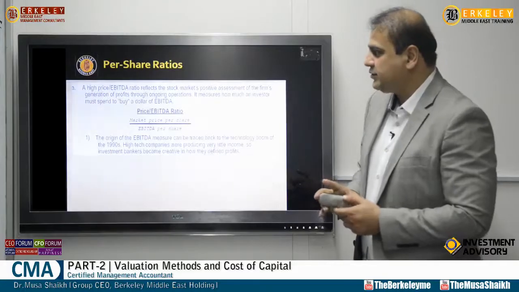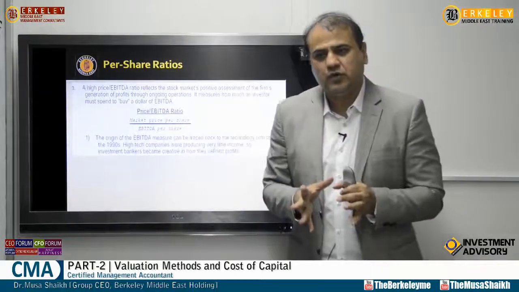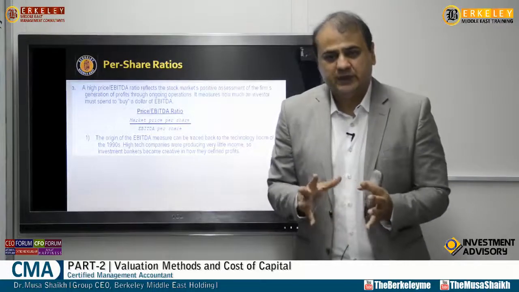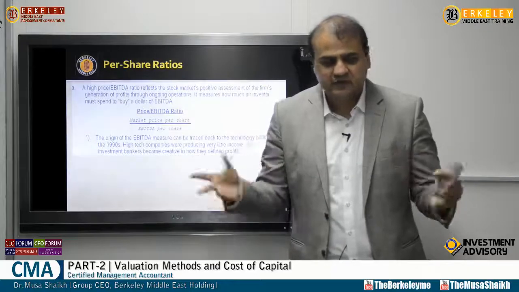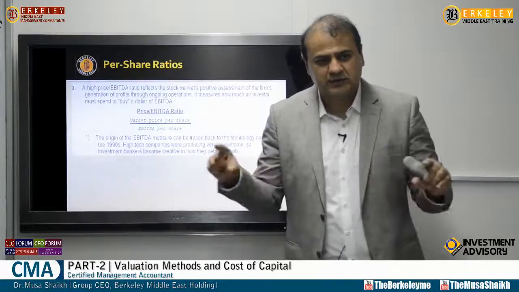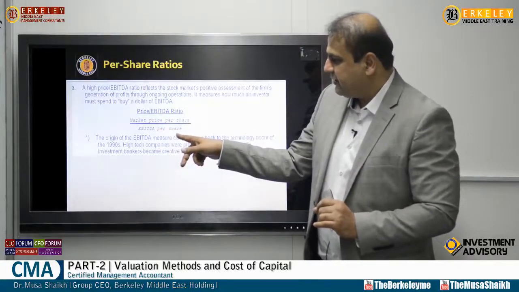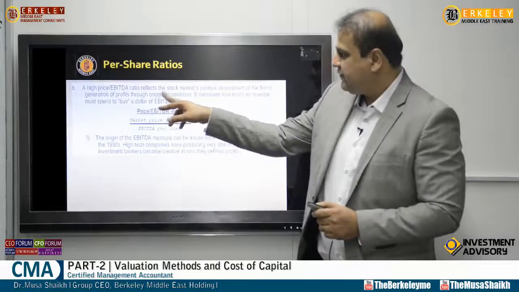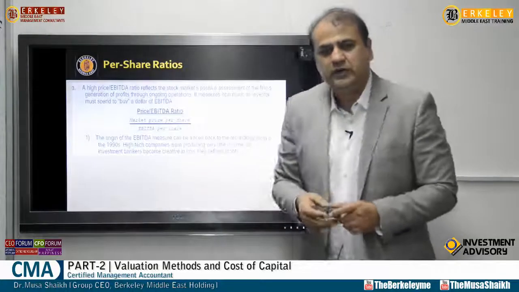We do have some other ratios to calculate. We want to see the market price of the share versus earnings before interest, tax, depreciation and amortization. Because if you compare two companies, one with interest and the other without interest, both will give you a different analysis. That's why we take earnings before interest and tax, which is somewhat comparable between two companies. So what is the formula? Market price per share divided by EBITDA per share. Both are per share, and it will reflect the stock market's positive assessment of the firm's generation of profit through ongoing operations.